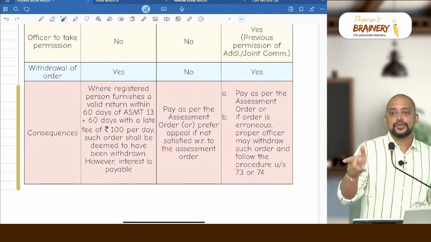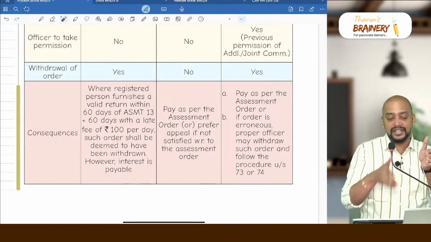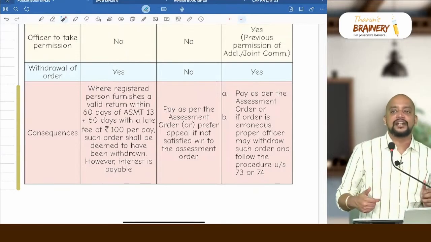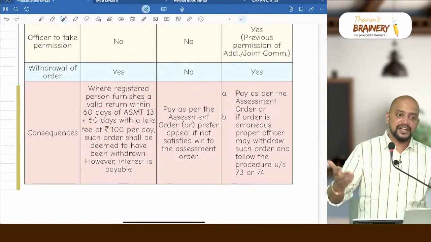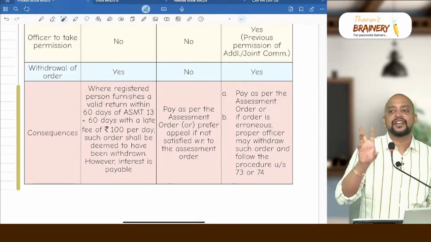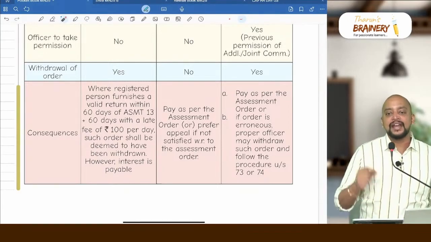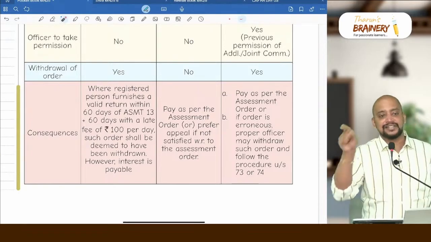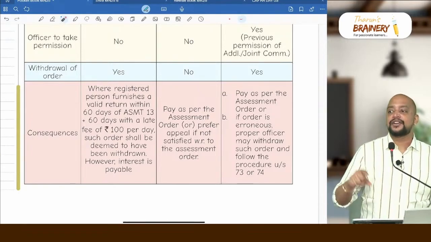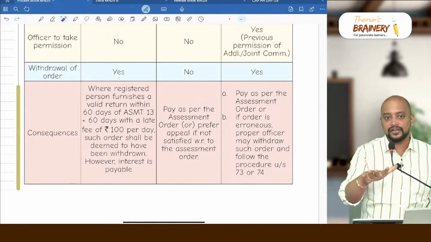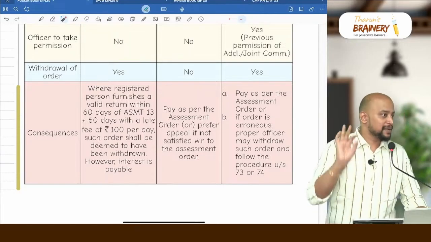What if the 60 days is over? That is, best judgment assessment order is given, 60 days is over, I could not file the return. Can there be an extension? Yes, definitely there is an extension possible for a further period of 60 days. For that, what is the late fee that we need to pay? 100 rupees, after 60 days. Subject to maximum, there is nothing like that called subject to maximum. 100 rupees per day, that's it.